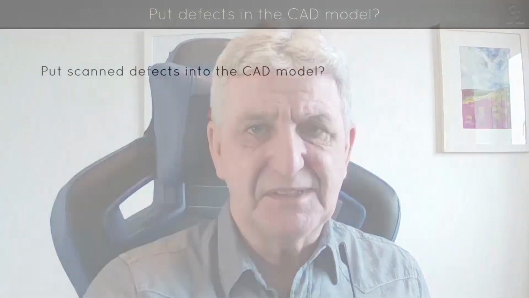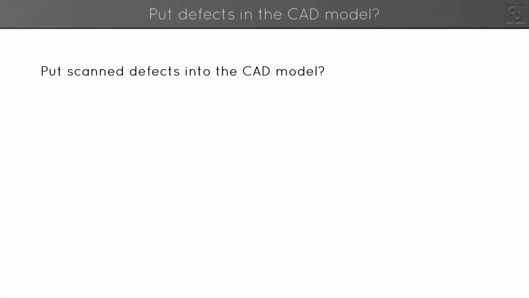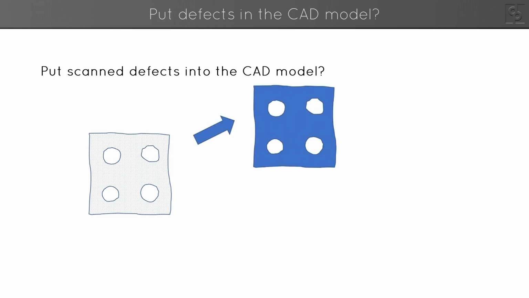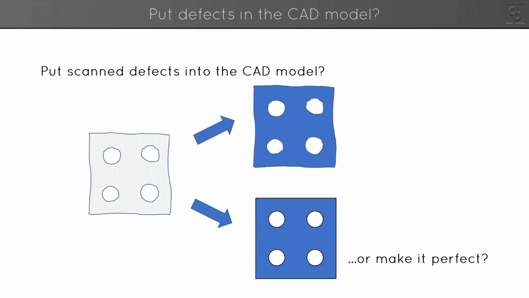When you know your scan has all those imperfections and defects, are you supposed to try and reproduce them in the CAD model? Most of the time, thankfully, you don't. You can judge what should be straight and what shouldn't. You'll know why you're designing the product and which features matter and which ones don't.